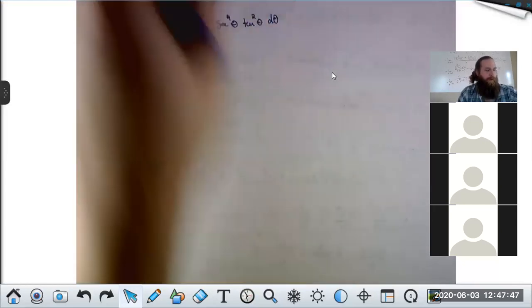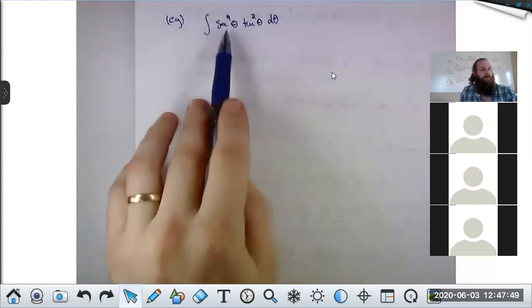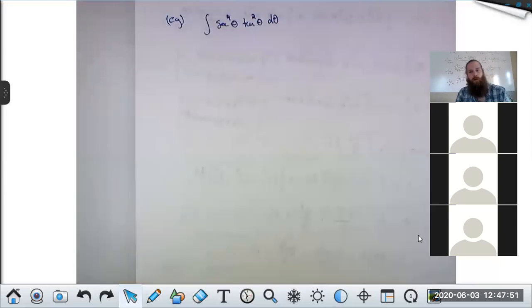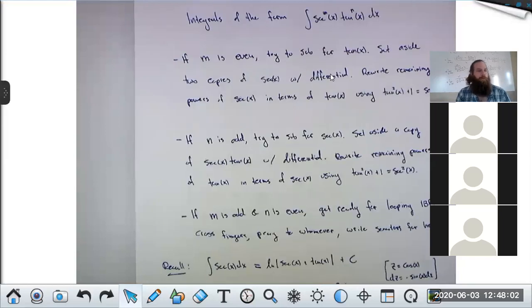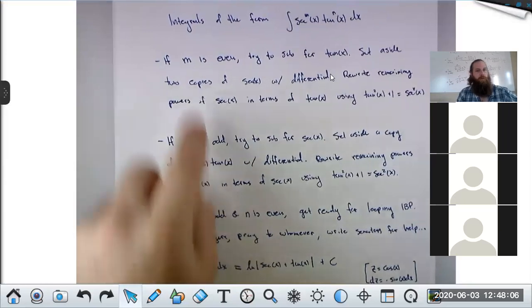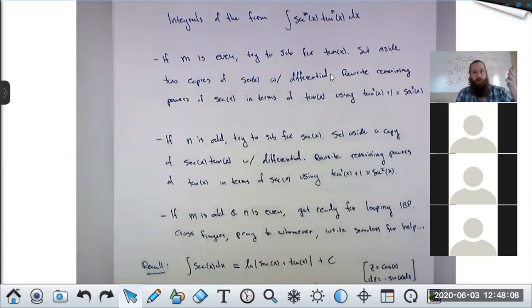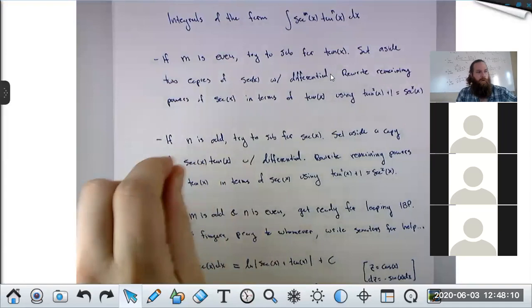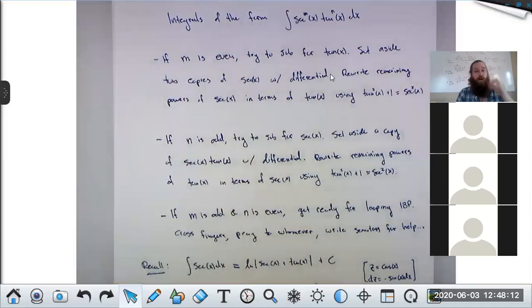All right. Power of secant is even, power of tangent is even. So what do I do? What am I trying to substitute for? Yeah, Dylan asked a good question. It's possible to be both of these. If you have something that satisfies both of cases 1 and 2, they're not exclusive. You can have an even power of secant and an odd power of tangent, then you can do either.